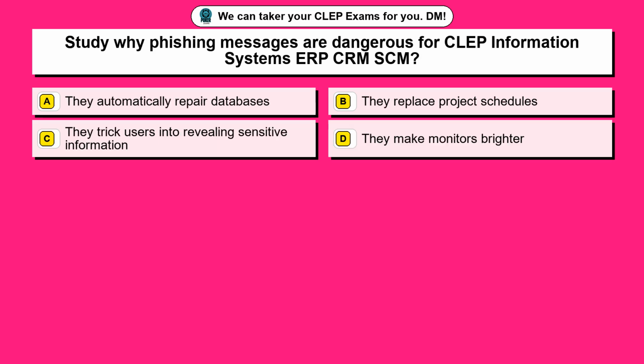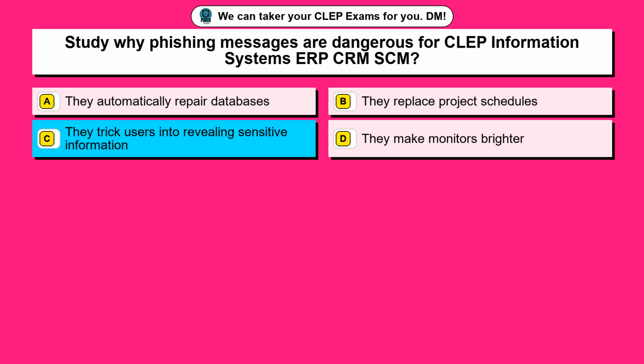Question 45. Study why phishing messages are dangerous for CLEP Information Systems ERP CRM SCM. Option A. They automatically repair databases. Option B. They replace project schedules. Option C. They trick users into revealing sensitive information. Option D. They make monitors brighter.